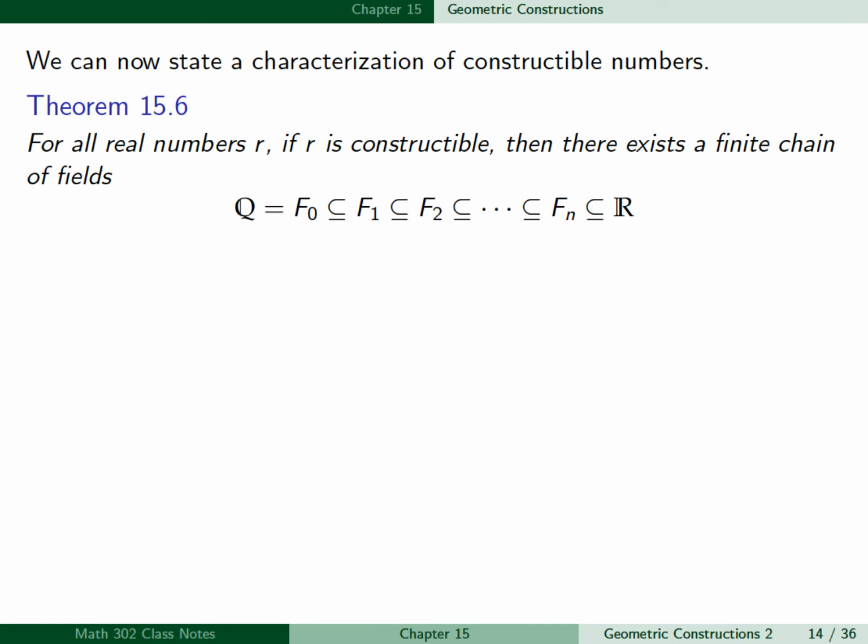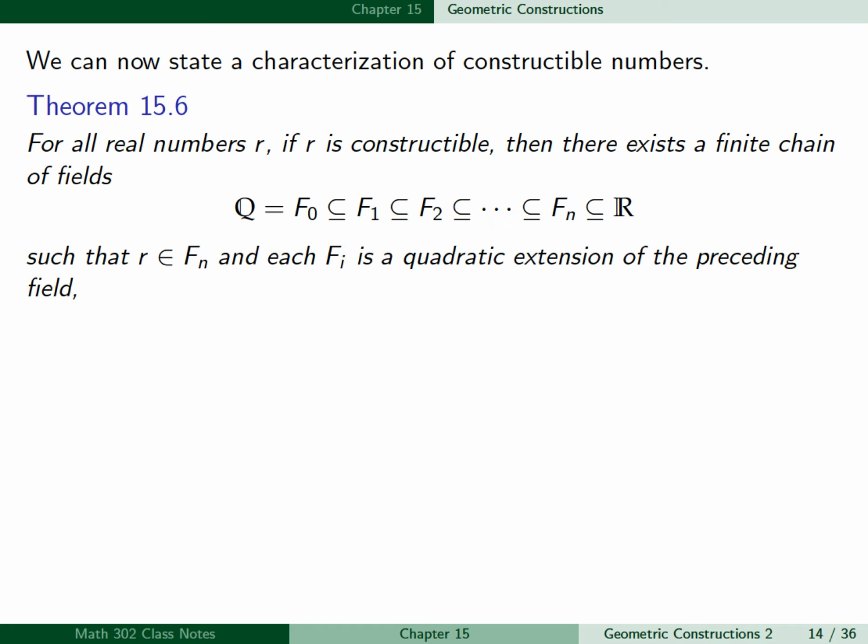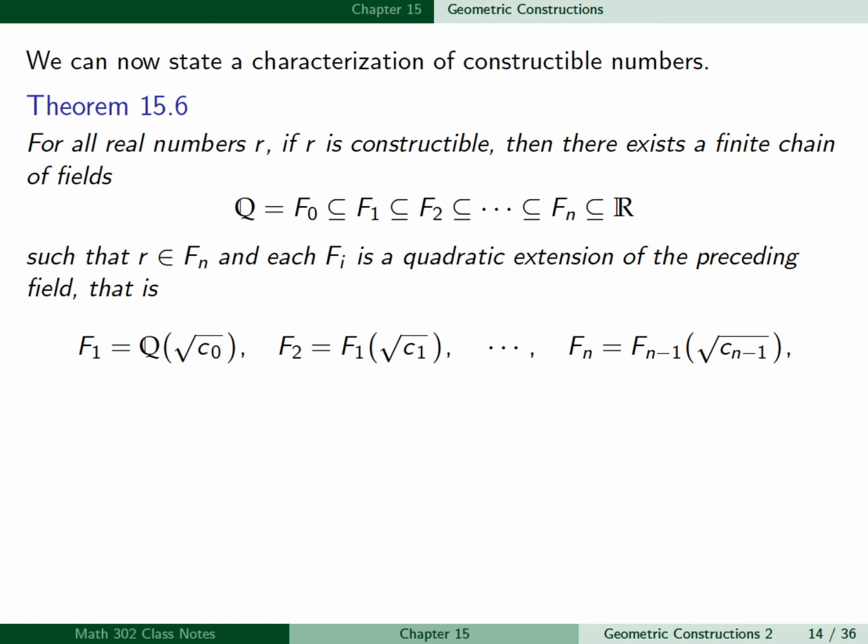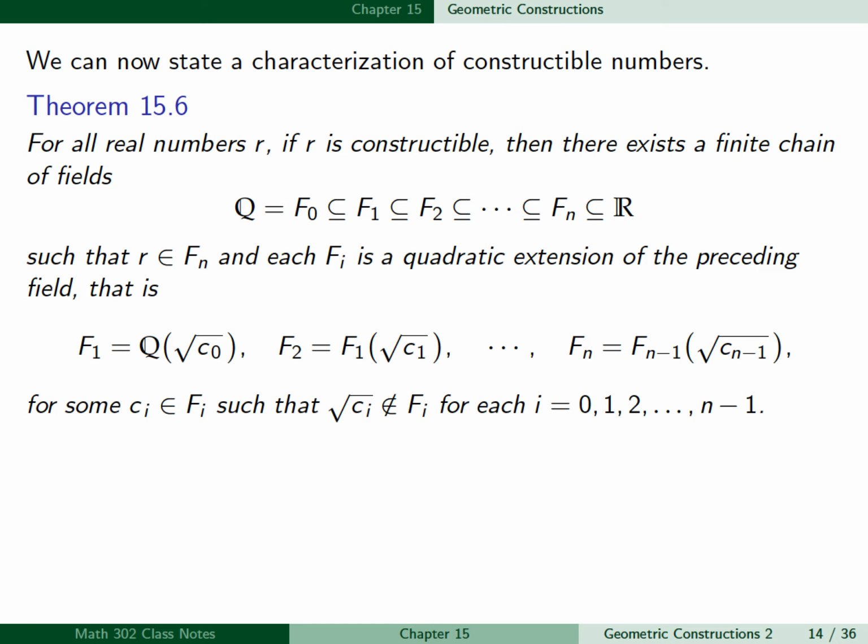For all real numbers r, if r is constructible, then there exists a finite chain of fields starting with Q, which we can call F0, contained in F1, contained in F2, all the way down to contained in Fn, which is contained in R, such that r belongs to Fn, our last field in the chain, and each Fi is a quadratic extension of the preceding field. That is, F1 is equal to Q(√c0), F2 will be F1(√c1), and so on all the way down to Fn will be Fn−1(√c(n−1)), for some ci in Fi such that √ci does not belong to Fi for each i equals 0, 1, 2, 3, up through n minus 1.